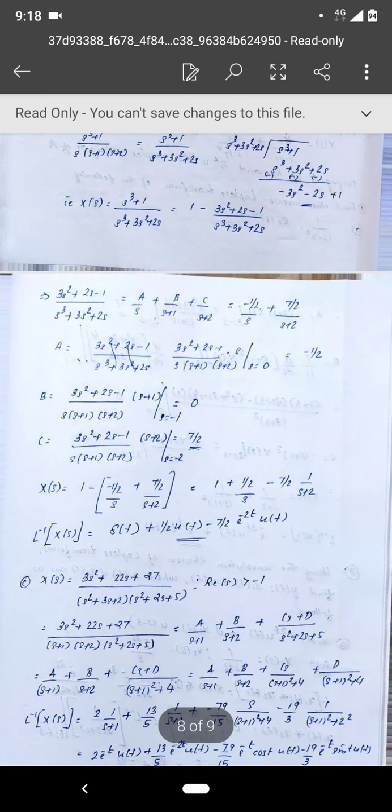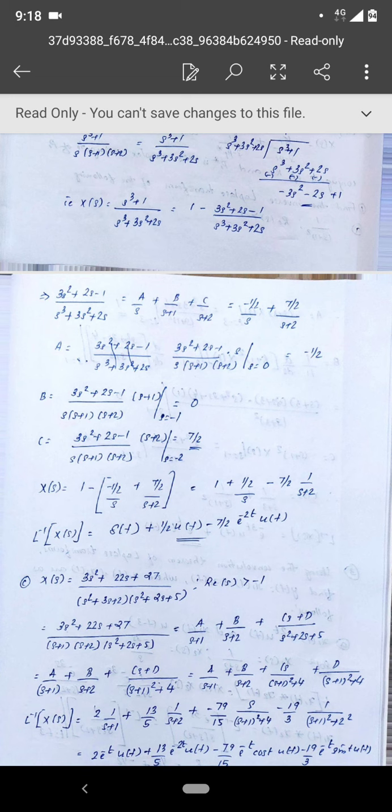That s minus 0 is being multiplied with X of s. What is X of s? X of s is nothing but 3s square plus 2s minus 1, the whole divided by s into s plus 1 into s plus 2, and then you have to apply s is equal to 0. When you apply s is equal to 0, you can see s and s get cancelled, and the result is minus half.